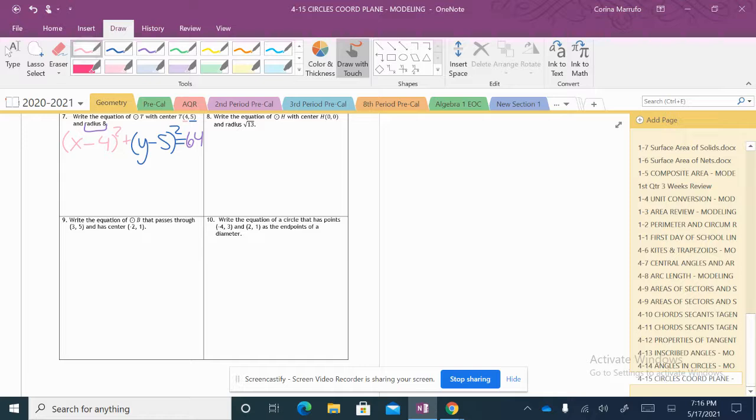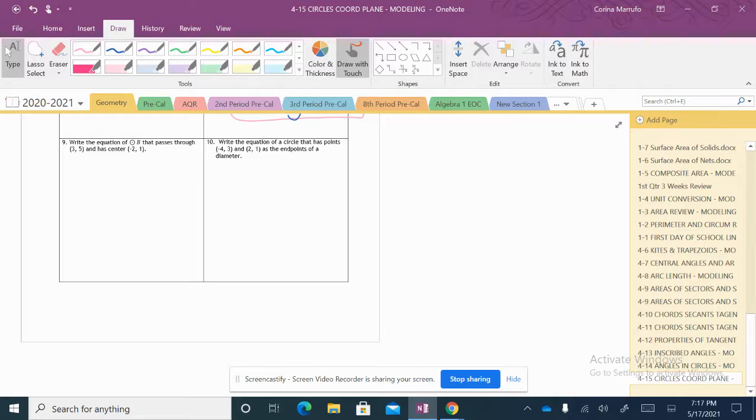Okay, the next one says write the equation of circle H with center (0, 0). So then we do x minus 0 squared plus y minus 0 squared, and this is equal to my radius squared. So if I square the square root of 13, the square root and the square cancel, so we're just left with 13. Now this isn't completely simplified because x minus 0 is just x. So we have x squared plus y squared equals 13. When you don't see any numbers in here with the x and the y, that means your center is the origin, the center of our coordinate plane. So it doesn't have any numbers.